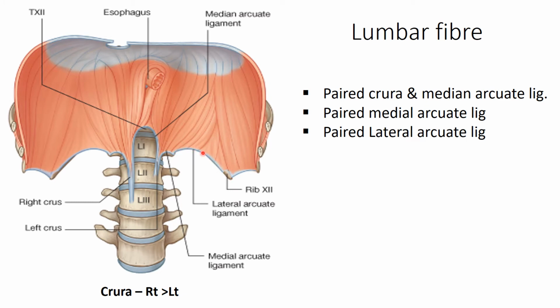Now just lateral to this is the lateral arcuate ligament, which is attached medially to the anterior surface of the transverse process of L1 on both sides, and laterally to the anterior margin of the lower surface of the 12th rib. And this lateral arcuate ligament is overlying the quadratus lumborum muscle.